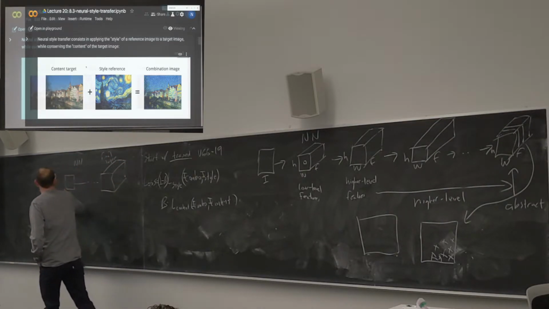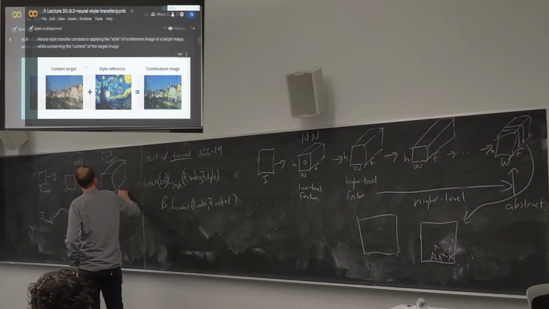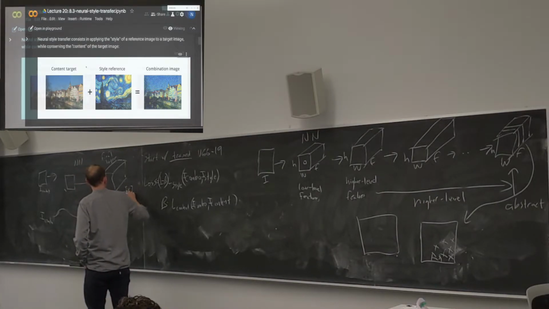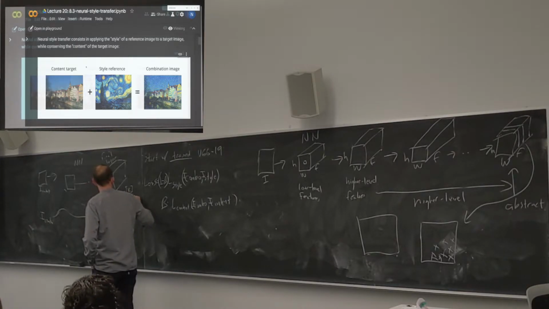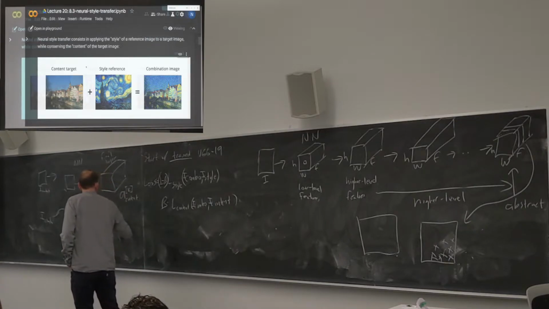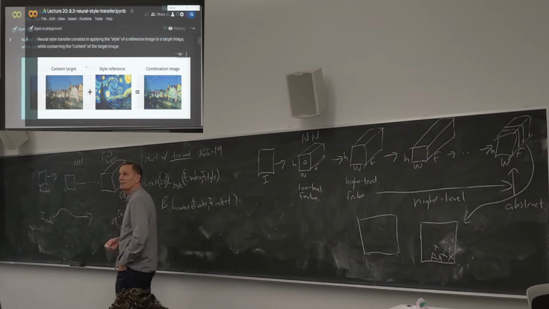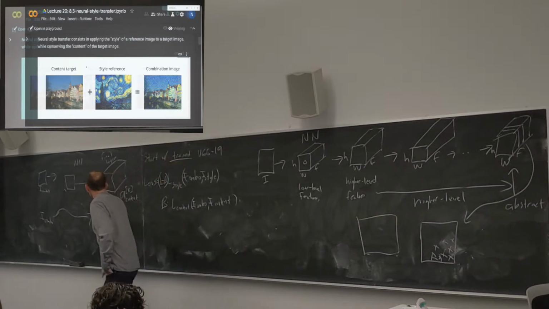We'll just run them through separately. So this will be A at K sub content, and this will be A at K sub combo. Right? Just the final activations. And they both look like this.